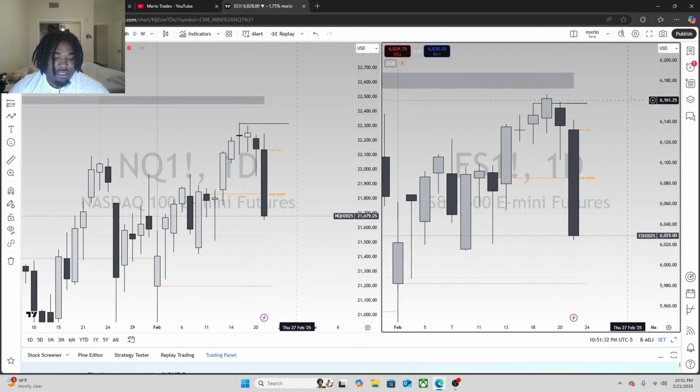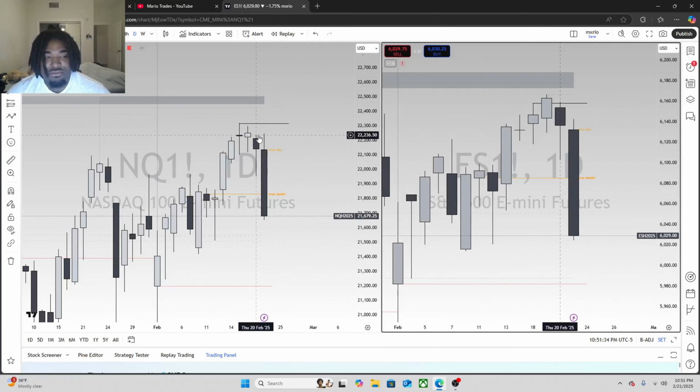So this is an SMT within itself. You have an SMT between NQ and ES. So that's already telling us that price is going to reverse down to the downside. So SMT is confirming the reversal. So it's up to you to go on the lower time frames to find your entry model, the right time to get in your trades and stuff like that.